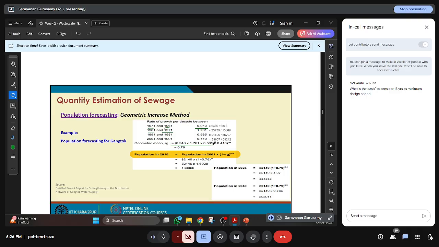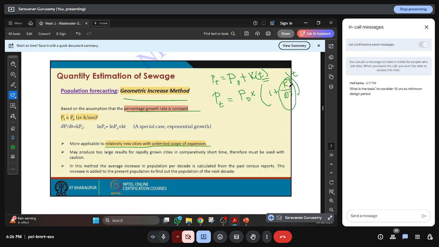So there you have taken the arithmetic average; here you have to take the geometric average, like multiplying everything to the power 1 by 4. So there you are getting the k value. That k value you have to substitute in this formula, and you will get the geometric increase method.